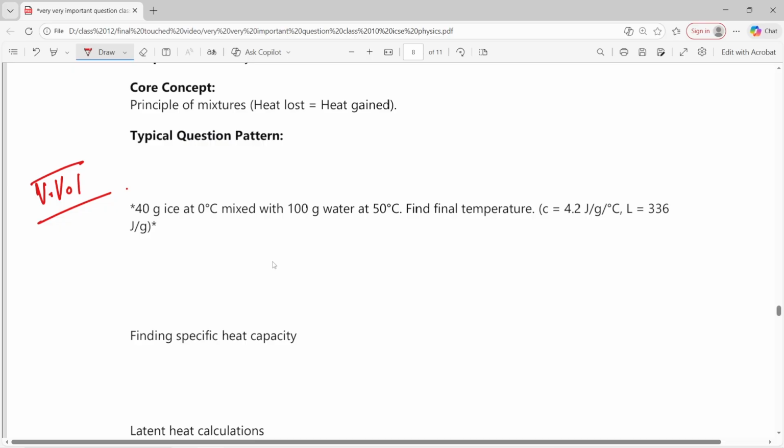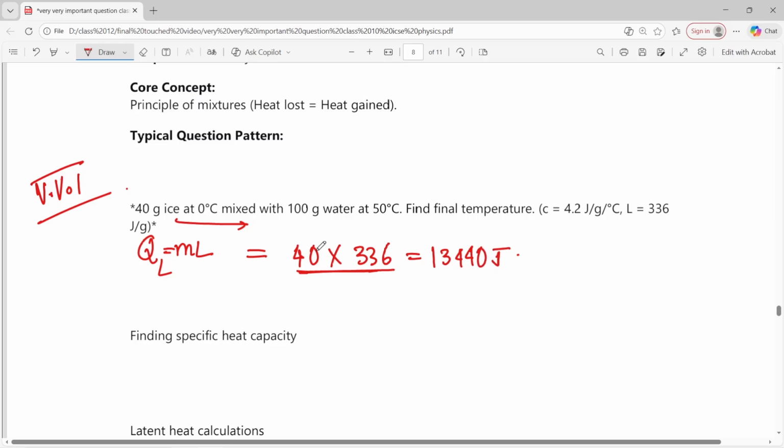40 gram of ice at 0 degree centigrade is mixed with 100 gram of water at 50 degree centigrade. Find the final temperature. First, the heat needed for the ice to melt, which is latent heat, Q equals mL. That is 40 into 336, and with the calculator you get 13440 joule.